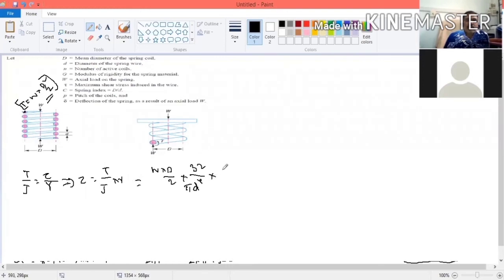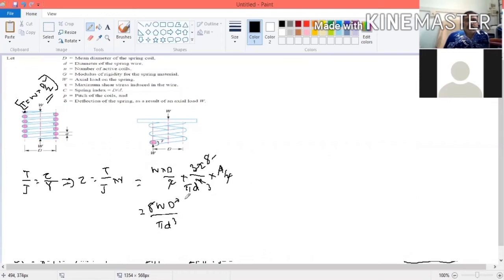R is equal to D by 2. If you cancel this 2, 4, this is 8. And here D cube, you cancel this. Now the equation is 8WD divided by pi D cube.